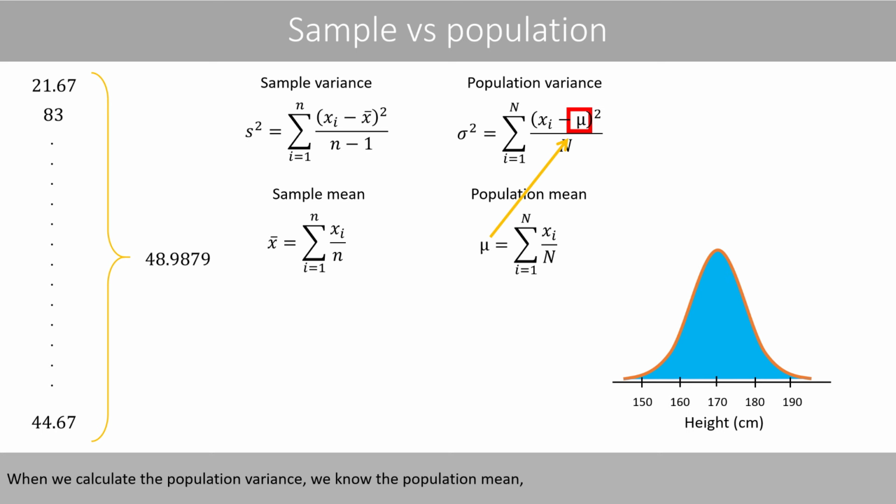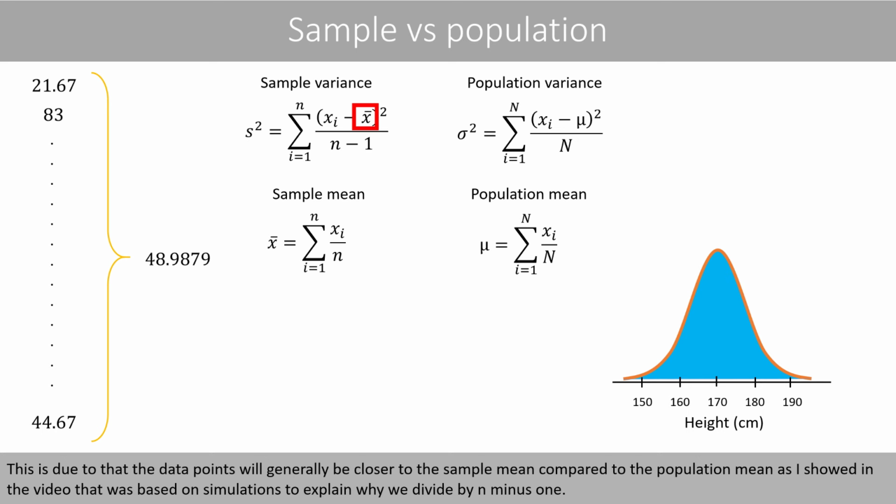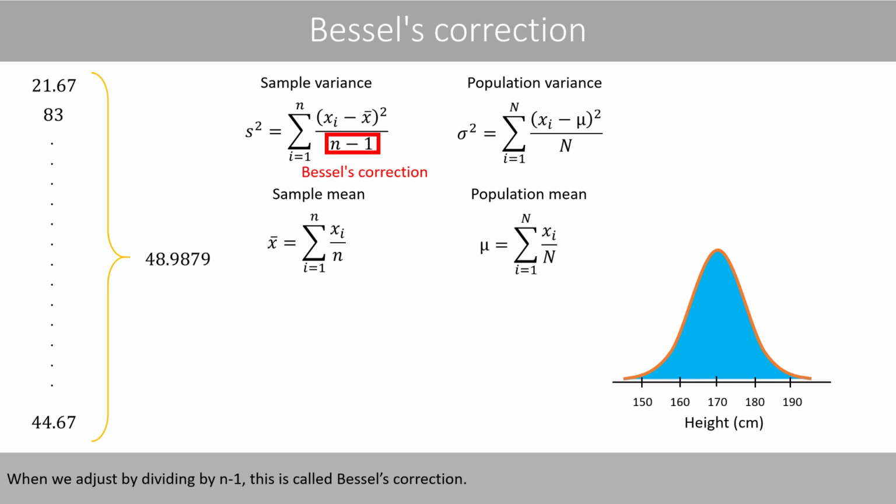When we calculate the population variance, we know the population mean, which means that we divide by N instead of n-1. This is due to the fact that the data points will generally be closer to the sample mean compared to the population mean, as I showed in the video that was based on simulations to explain why we divide by n-1. Dividing by n-1 is called Bessel's correction.